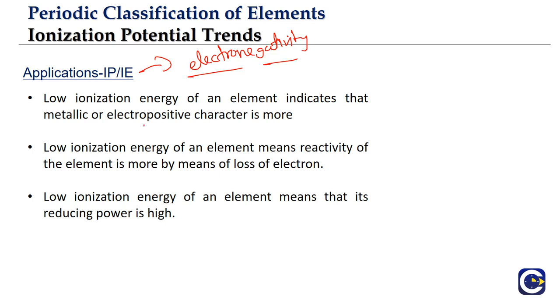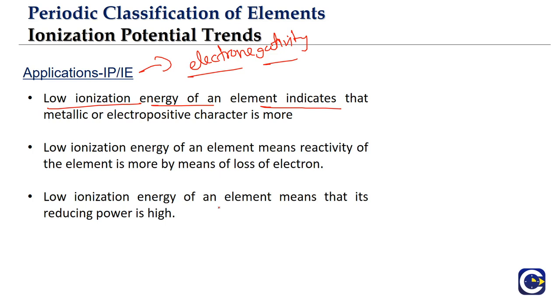Now look at the other applications. What does low ionization energy of an element indicate? Low ionization energy means what? Ionization energy is the energy required to remove the most loosely bound electron from the outermost orbit of an isolated gaseous atom. Correct, that is the actual definition we have seen.